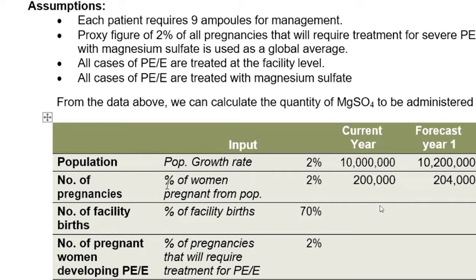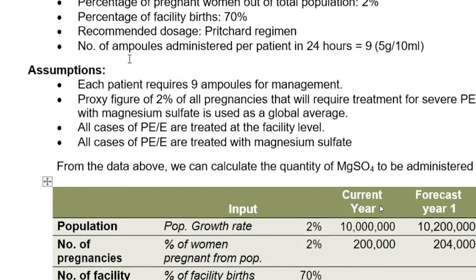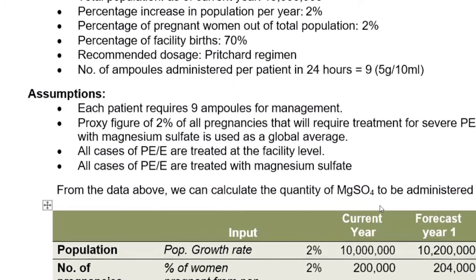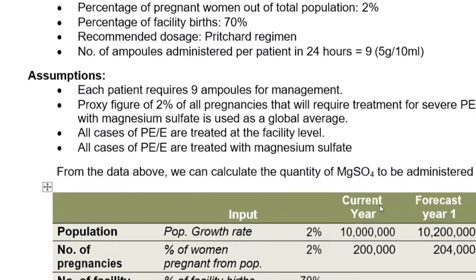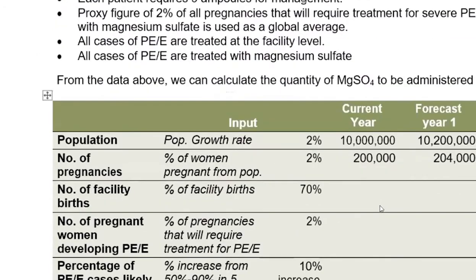Now, not all women give birth in facilities. Only 70%, according to the statistics, right? Facility births mean women who give birth in the hospital. So there will only be 70%. So it's diagonal also.